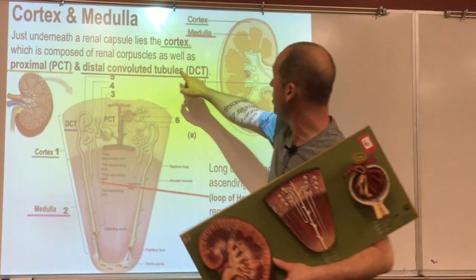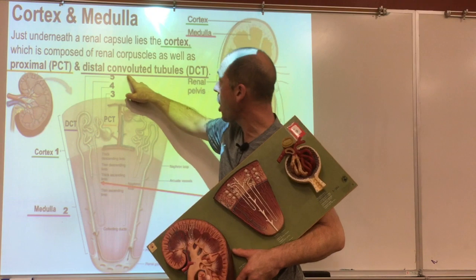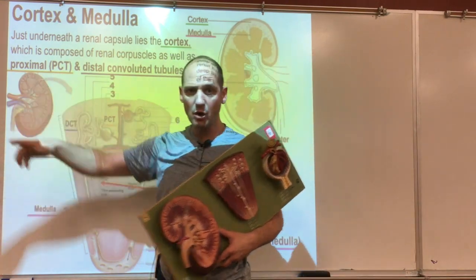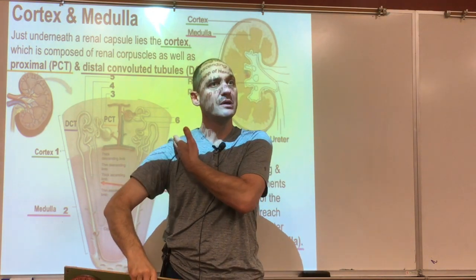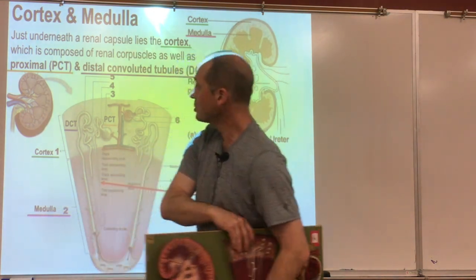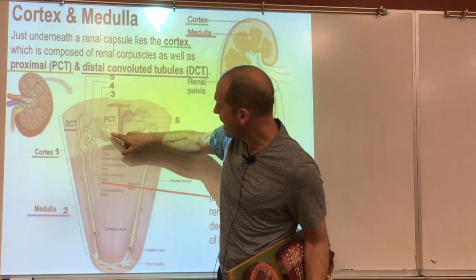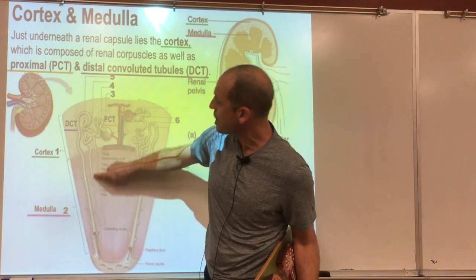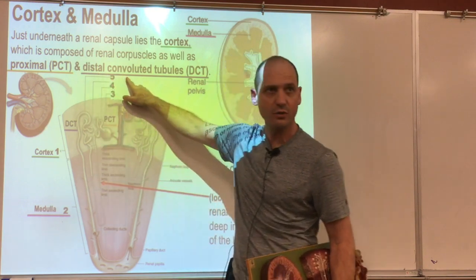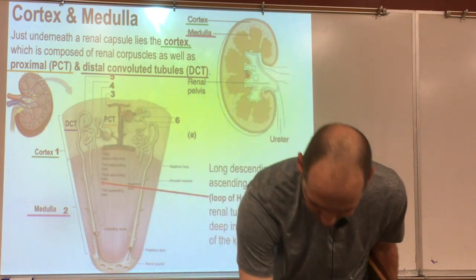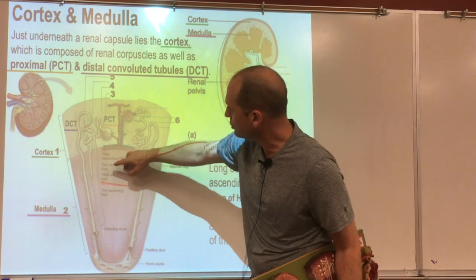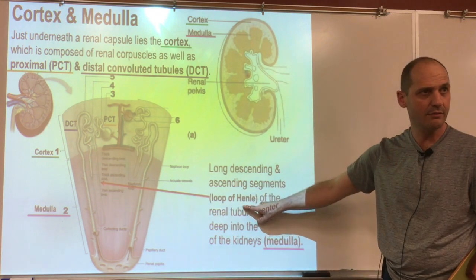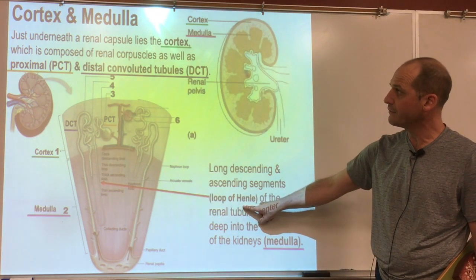See, proximal and then distal convoluted tubules. So the first section is the proximal. Proximal means closer to the body attachment, and distal means further away. So then we have the proximal right after the glomerulus, and then it goes deep down into the kidney, and then it comes back up, and then afterwards we call it the distal convoluted tubule. And the thing that goes deep down, I might as well just name it now, we call that the Loop of Henle.